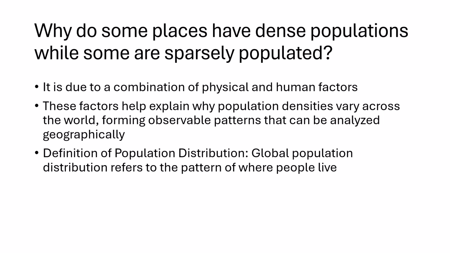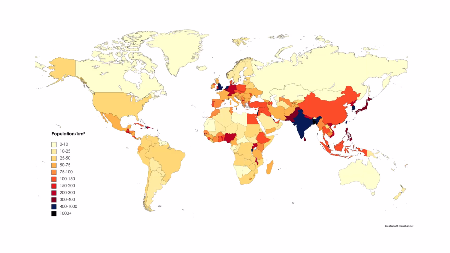Global population distribution refers to the pattern of where people live, and this is a very important definition you need to know for IB that you can use in your 10 markers, and you could get some definition questions. This map shows world population distribution and which areas are more densely populated than others. The darker regions like India are more densely populated than the lighter regions, for example, like Australia, which is quite light.